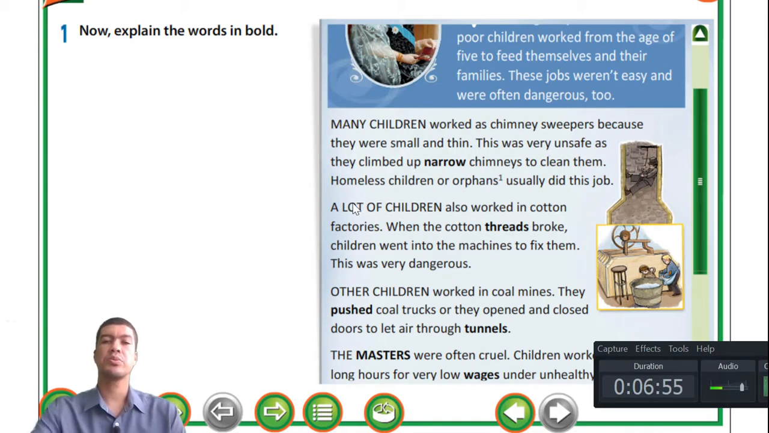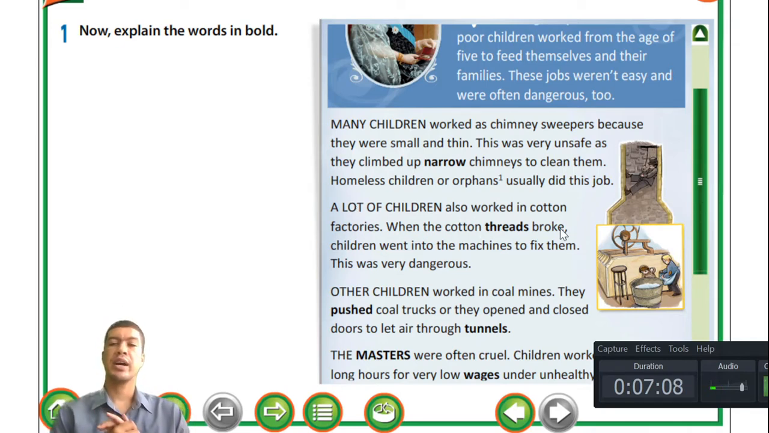The second word that we were looking at is threads. A lot of children also worked in cotton factories. When the cotton threads broke, so what is a thread? You guys are familiar with needles and threads. If you look at your clothes, they were stitched with a machine. So what is a thread? A thread is just a piece of cotton that you put through the needle.